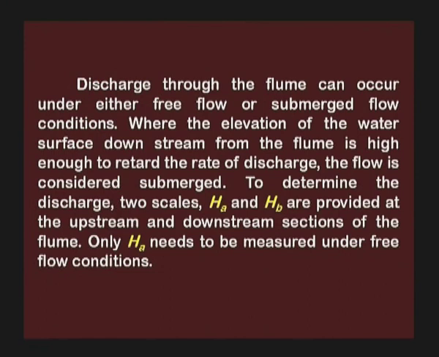Discharge through the flume can occur under either free flow or submerged flow conditions, where the elevation of the water surface downstream from the flume is high enough to retard the rate of discharge. The flow is then considered submerged. To determine the discharge, two scales HA and HB are provided at the upstream and downstream sections of the flume. Only HA needs to be measured under free flow conditions.